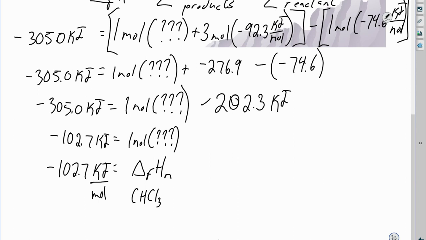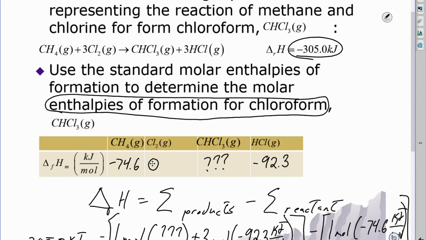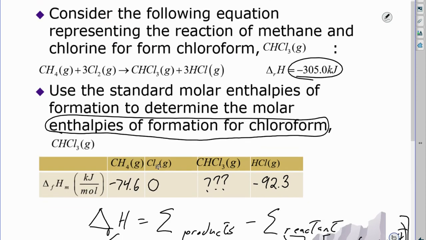So there are 2 things that make this type of question difficult. The first is reading this. One of the distractors on your exam is going to be putting the 305 right there. Okay. I'll guarantee you, when this shows up, one of the distractors is putting the 305 as the molar enthalpy of formation of chloroform, because you misread the question.